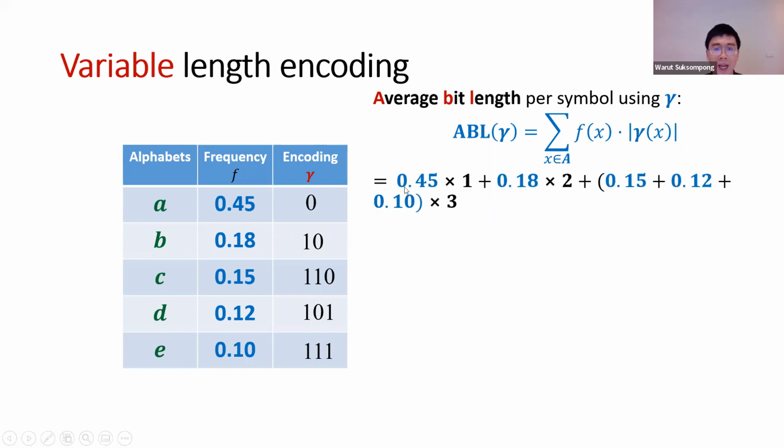In this example, because A occurs 45% of the time and you use only one bit for it, that's 0.45 times 1. B occurs 18% of the time, you use 2 bits for it, that's 0.18 times 2. And then the remaining ones: C is 0.15, D is 0.12, and E is 0.1. For all these three letters, you're using 3 bits, so that's times 3, and that's going to give us 1.92. So that's your average bit length, and you want to minimize this. You want it to be as small as possible.